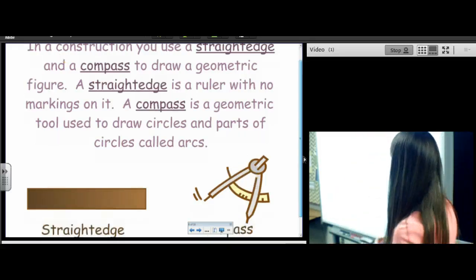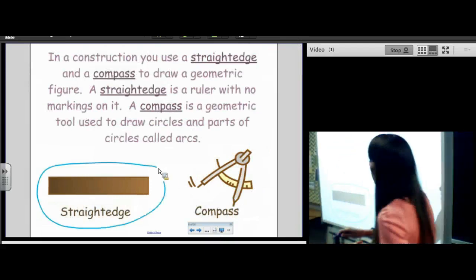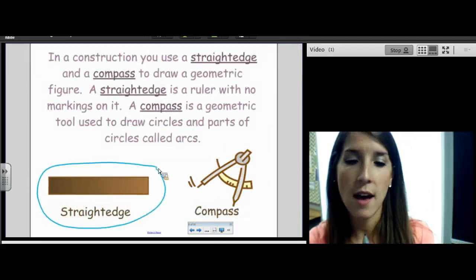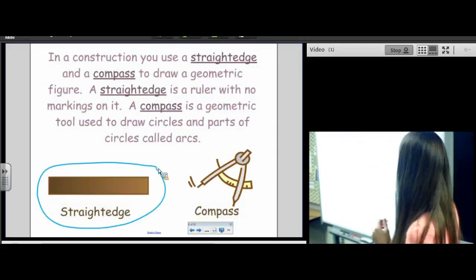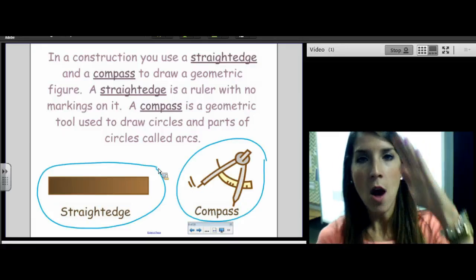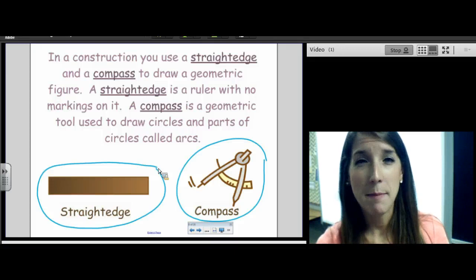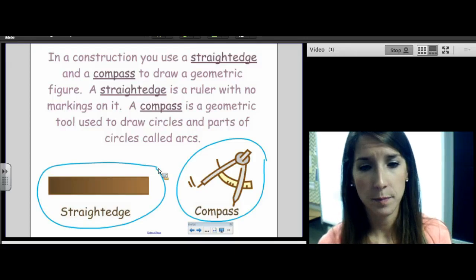So here's a straight edge. It could be a ruler, but with no markings on it. You can't have markings. And then here's a compass. Yours might look a little bit different, but a compass is composed of a point and then a pencil or a pin. And so a compass makes arcs and it makes circles.